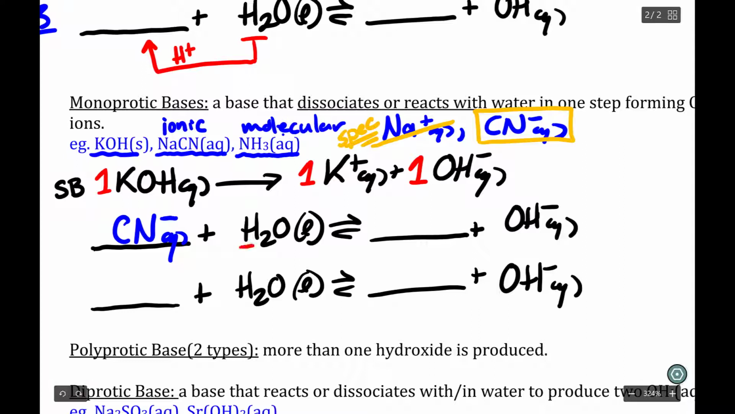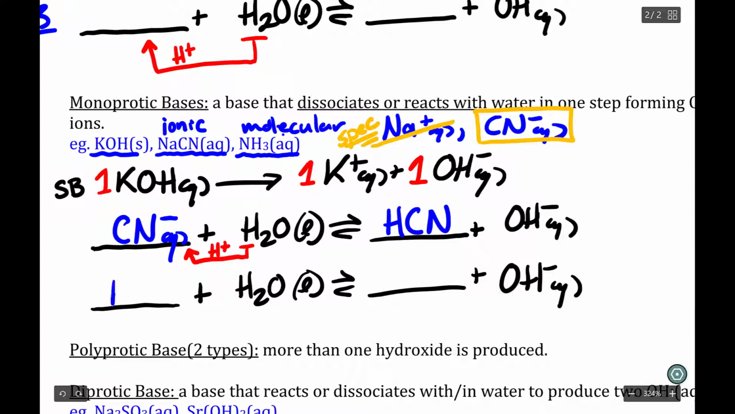So again, a hydrogen is donated from the water. Now this only happens some of the time because this is a weak base. So what does that make my CN look like? Well, the CN has gained an H, so now it's HCN. And it's also gained a positive. So this positive cancels out that negative. So I go from being negative to just no charge. So CN minus to HCN.